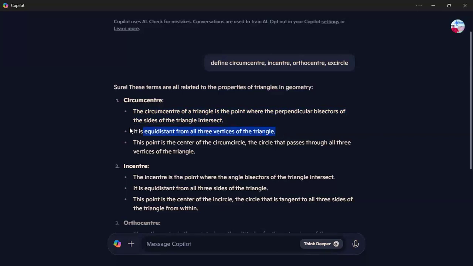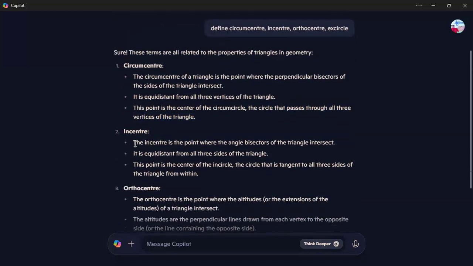Why equidistant? Because it is the center of the circle and those three vertices will be lying on the circumference. So the distance will be of radius. This point is the center of the circumcircle, the circle that passes through all three vertices of the triangle. That is the circumcenter. Is that clear? Yes, sir.